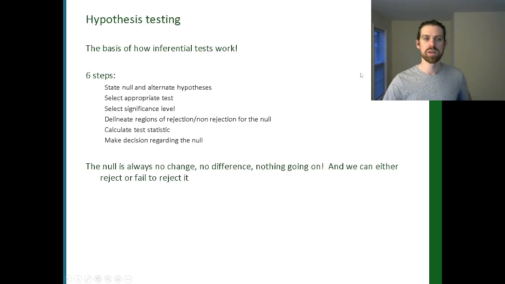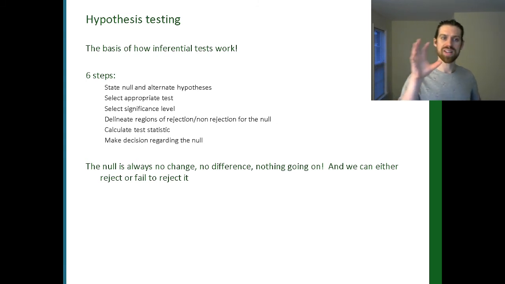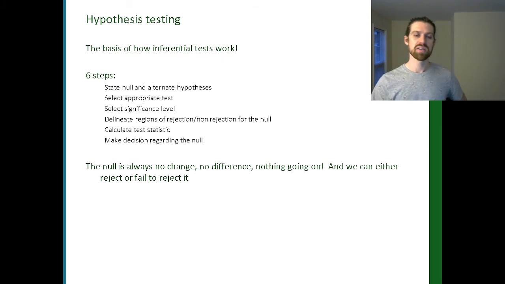Obviously, we've progressed to using p-values now, so the probability values for specific test statistics that we produce, but that's all based on these 6 classical hypothesis testing steps. So stating the null hypothesis and the alternative hypothesis, selecting an appropriate test, selecting a significance level that we want, delineating those regions of rejection for your test statistic, actually calculating the test statistic, and then basically either rejecting the null hypothesis and accepting the alternative hypothesis, or not having enough evidence basically to reject the null hypothesis.